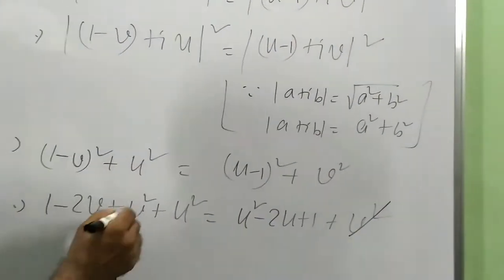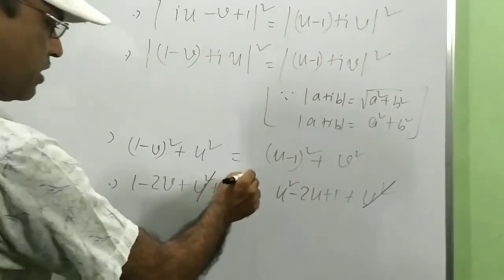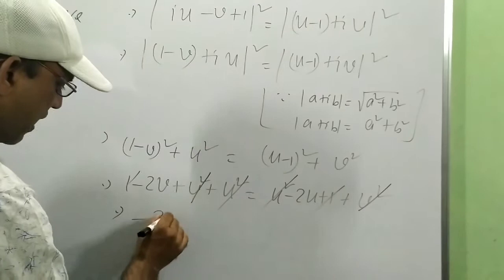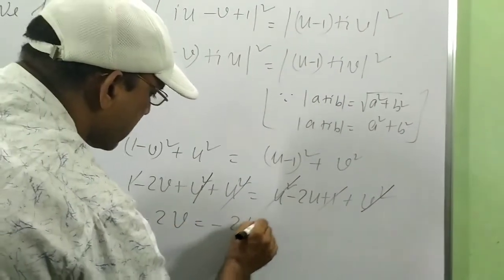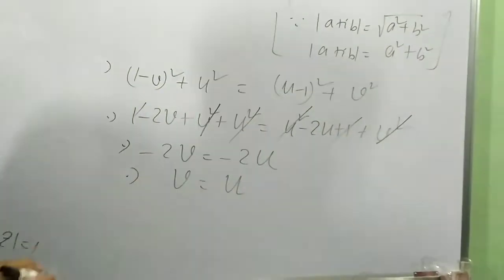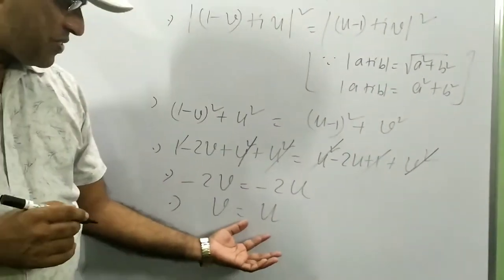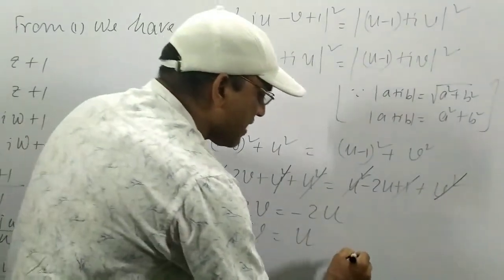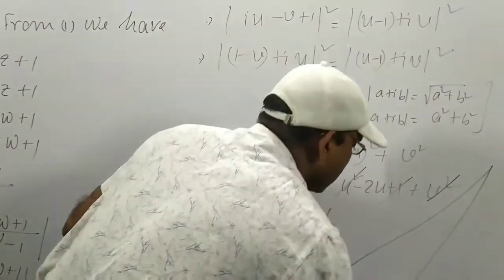The v squared cancels, u squared cancels, 1 cancels. We get minus twice v equal to minus twice u. The 2 cancels, and we get v equal to u. So this is our final answer. This is the image and this is our answer.